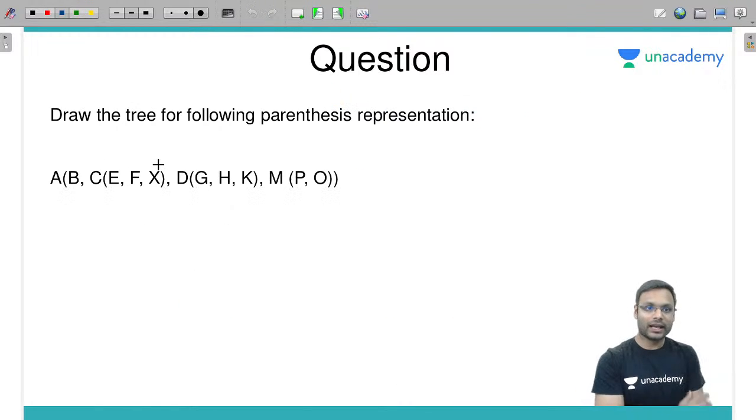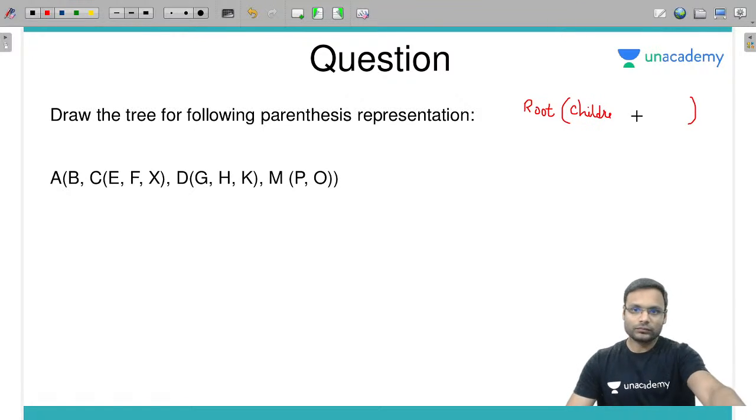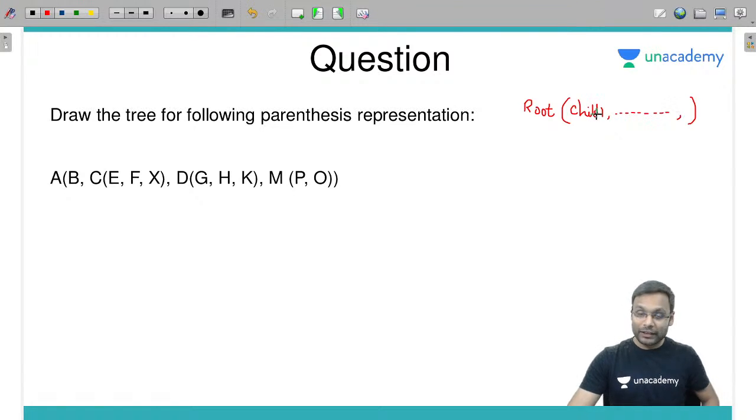Sure. Another question. Draw the tree for the following parenthesis representation. Parenthesis representation, if you don't know what that is, is very simple. You will have the root. In the bracket, the children of the root. So child number 1, child number 2, child number 3, separated by commas. If any child has more children, then all those children will be written after this child inside the bracket. Very simple representation. So first of all, outside the entire parenthesis we have A, hence A is the root.